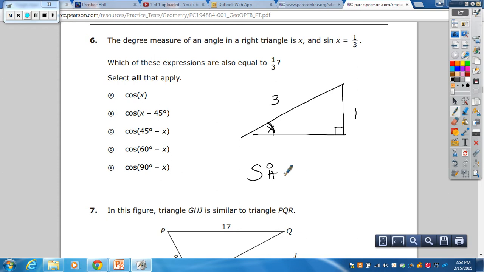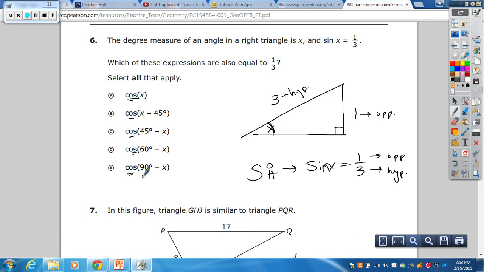So when I went ahead and did this, what they're saying is that the sine of x is equal to 1 over 3. This side is the opposite side length. This is the hypotenuse side length. So I made the opposite 1 and the hypotenuse 3. Okay? Now as a result, they want to know what the cosine of x will have to be, or how to find the cosine of x.